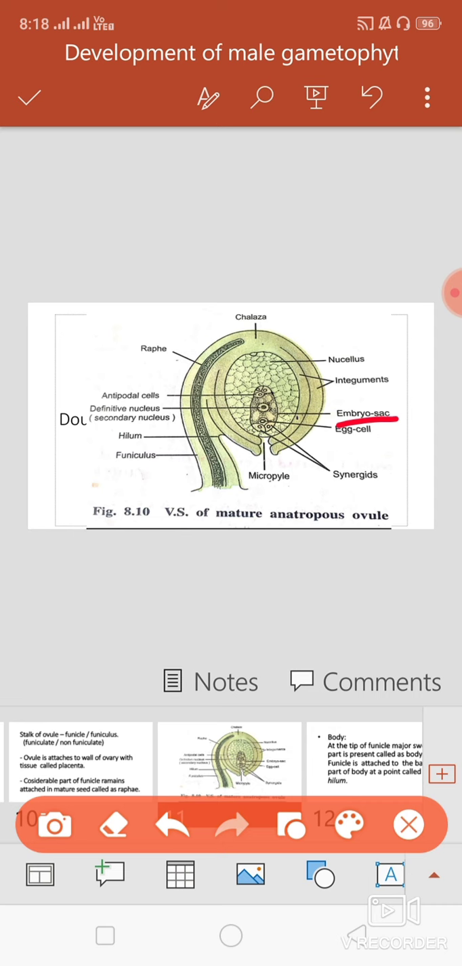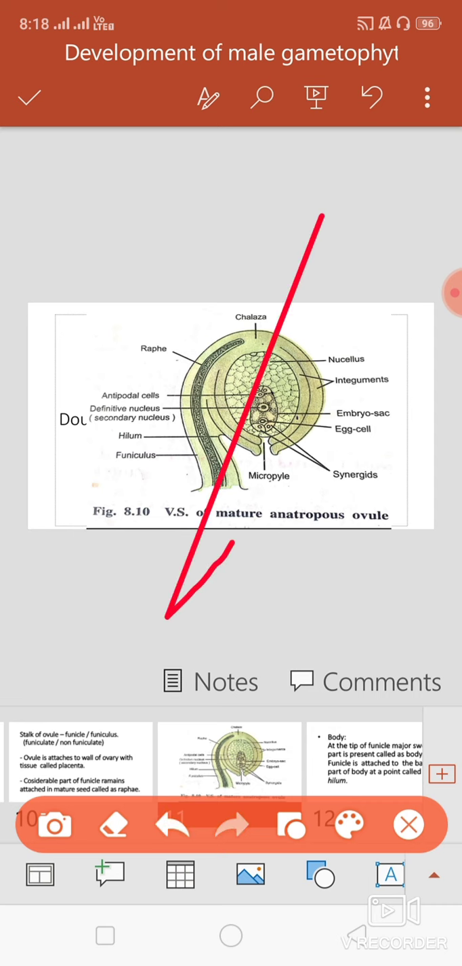The embryo sac or female gametophyte is somewhat oval in shape. It is haploid and present towards the micropylar end. This embryo sac is 7-celled and 8-nucleated, meaning it consists of 7 cells and 8 nuclei.